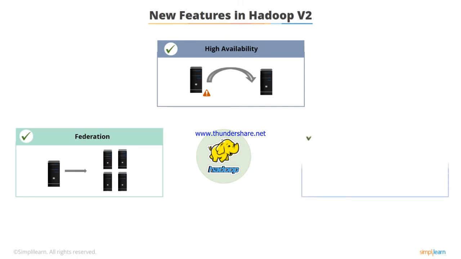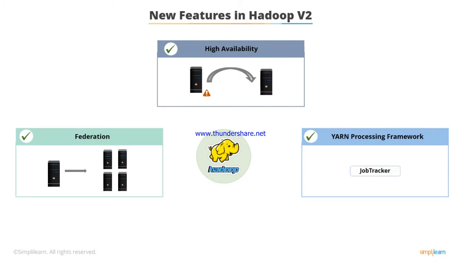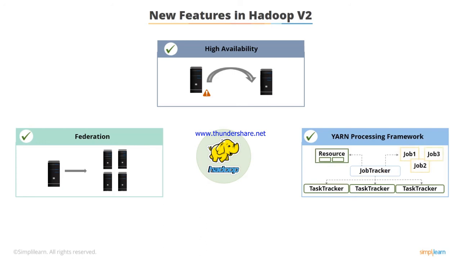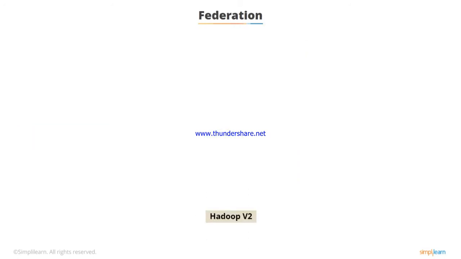The Yarn processing framework allows both normal and specialized kinds of processing, with the resource manager replacing the job tracker and node managers replacing task trackers. The application master takes care of scheduling and task completion. It also includes schedulers like Capacity Scheduler. Let us understand the features of Hadoop version 2 in detail.